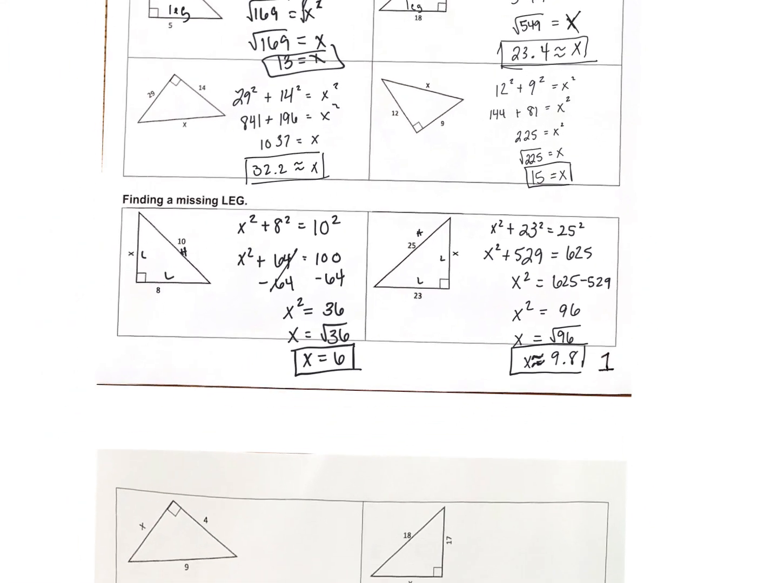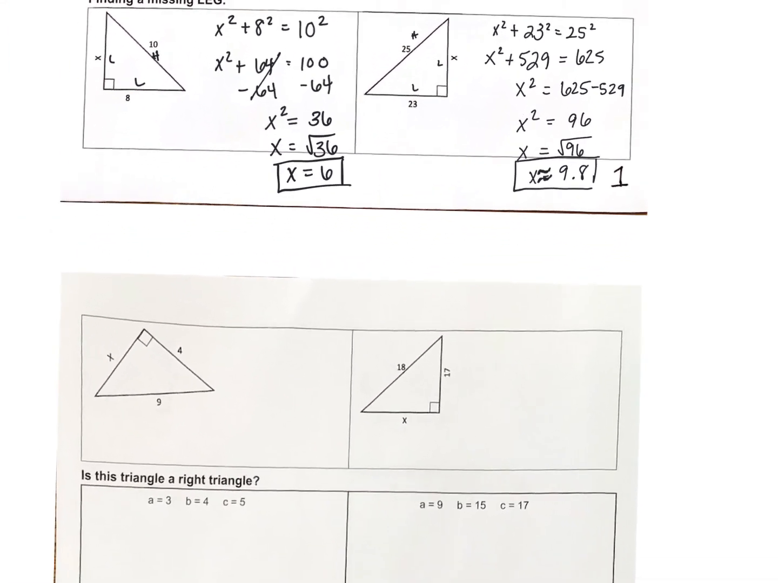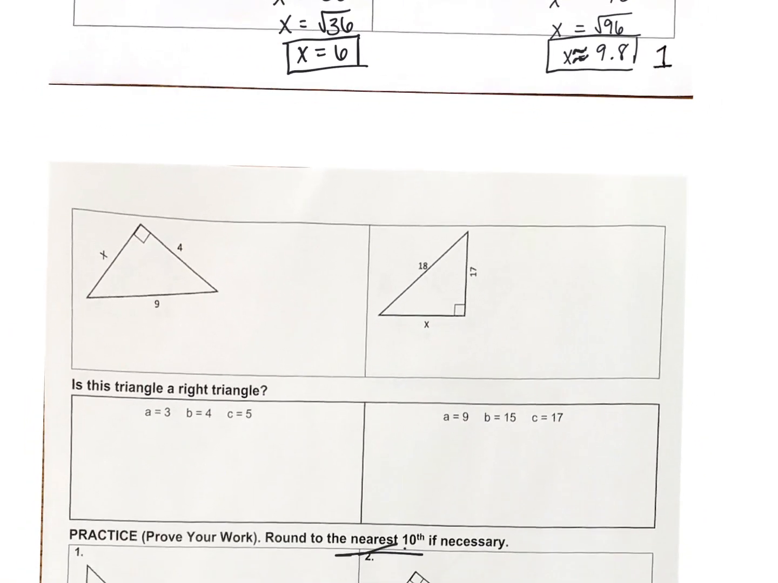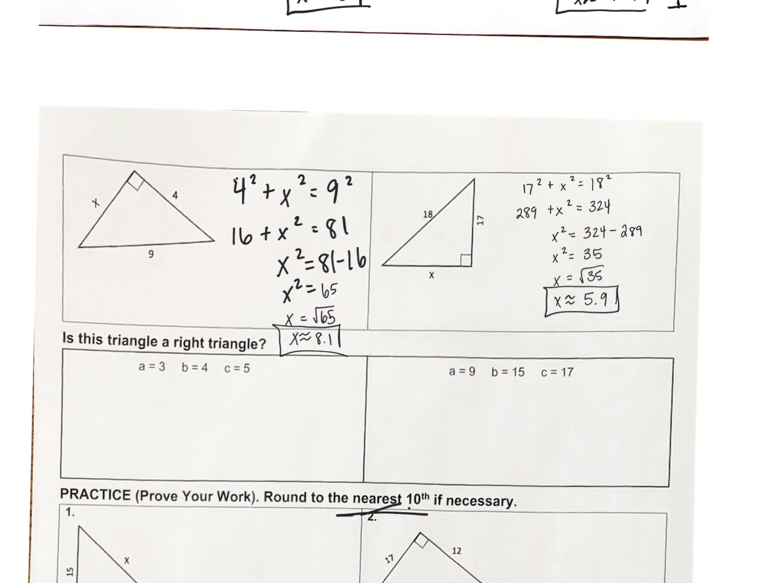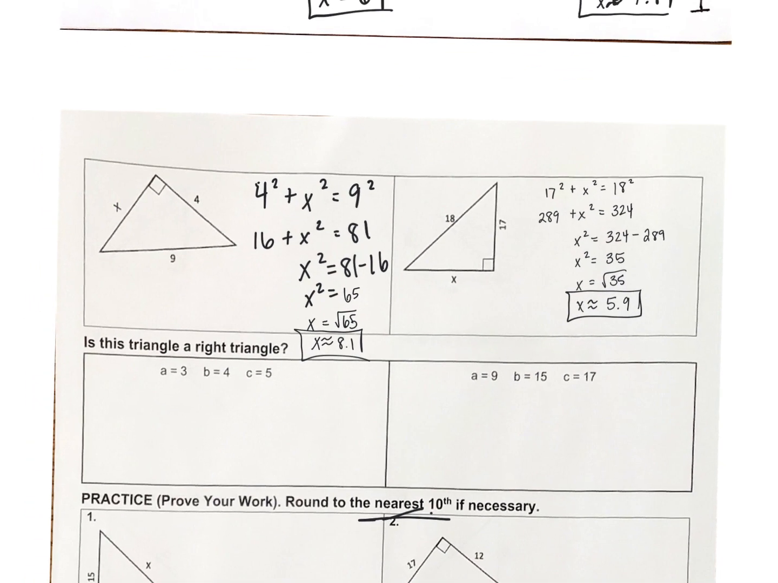All right, go ahead and try the next two. Pause the video, and then I will show the answers. So as you see, I've shown both answers. We have 4 squared plus x squared equals 9 squared, and then we had 17 squared plus x squared equals 18 squared.